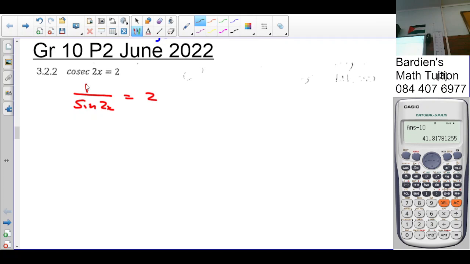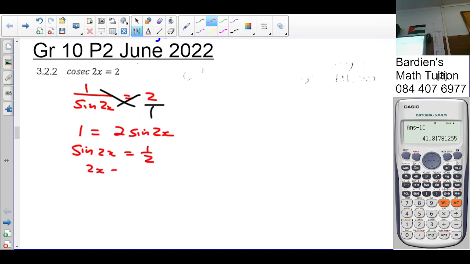So what I do now is I cross multiply. Again, we need to isolate the trig ratio. We need to have the trig ratio on its own first. So it's 1 is equal to 2 sine 2x. Then I divide it by 2, so it's going to be sine 2x is equal to half.